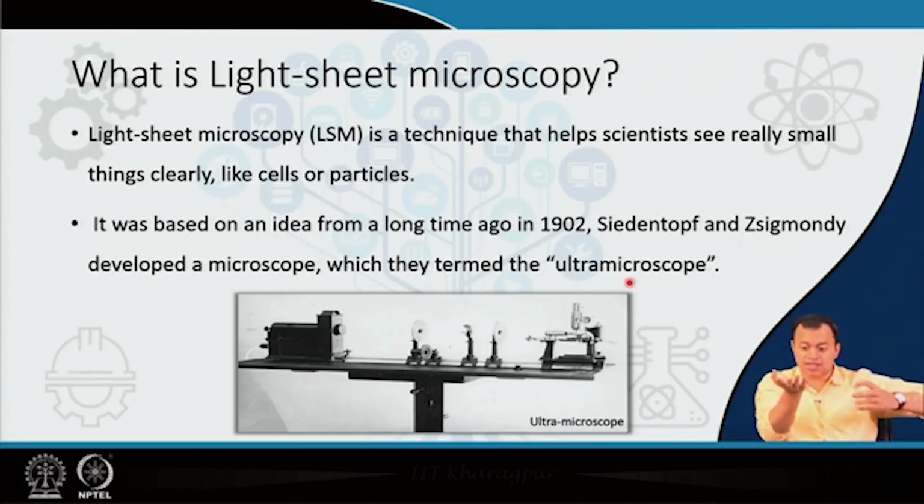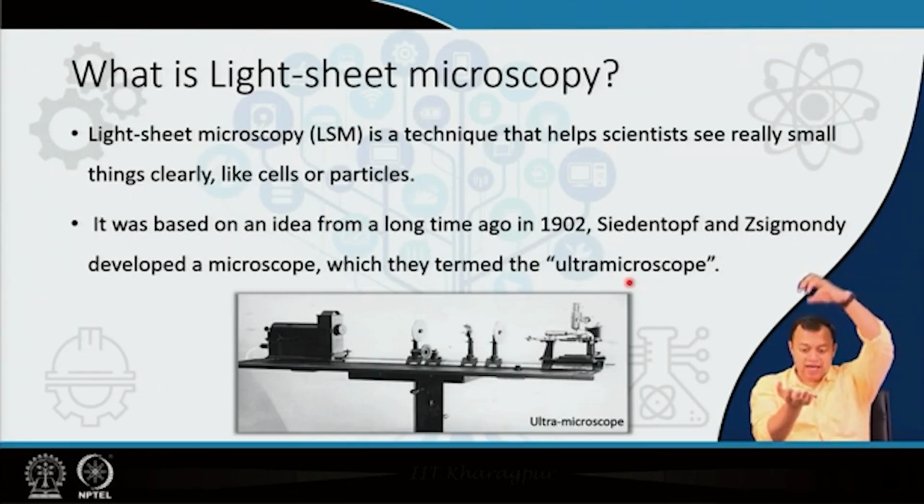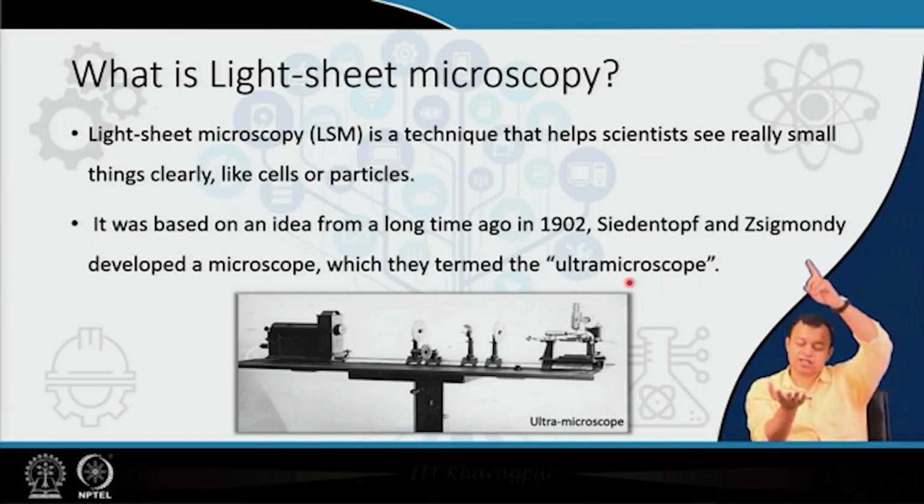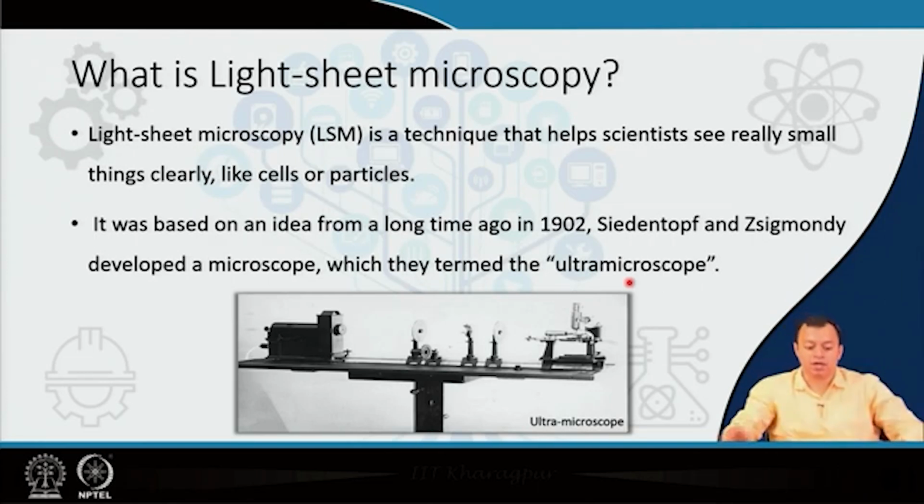And they said that this prevents noise. Now it seems very common sense to you, so why do we not do it? But as you see, the cost becomes very high. The light has to fall from here. If you measure it from an angle, at 90 degrees or any other angle, you are eliminating any other noise, any other scattering that is caused by the input light. Simple. So, it was based on an idea from a long time ago and they called it the ultramicroscope.